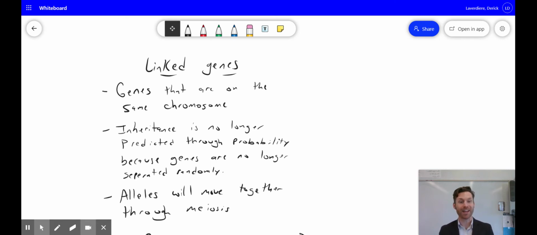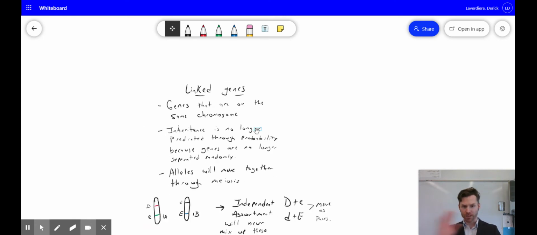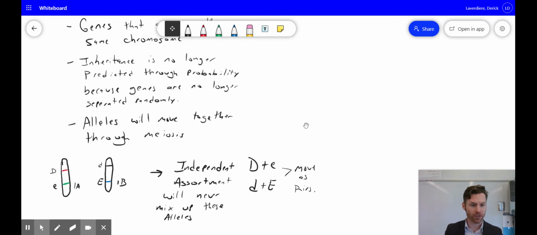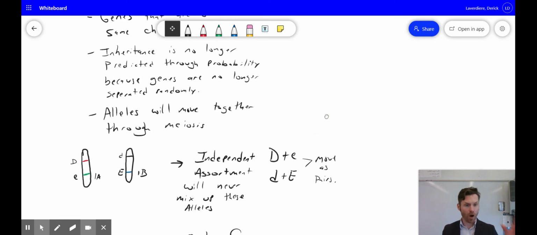Right? And so the inheritance is no longer properly predicted through probability. Right? What that means is that our Punnett squares don't work for linked genes. Right? Because when meiosis happens and they are separated and spread out through the process of meiosis, the genes that are on the same chromosome are always going to move together. Right? So they're going to be linked to one another.